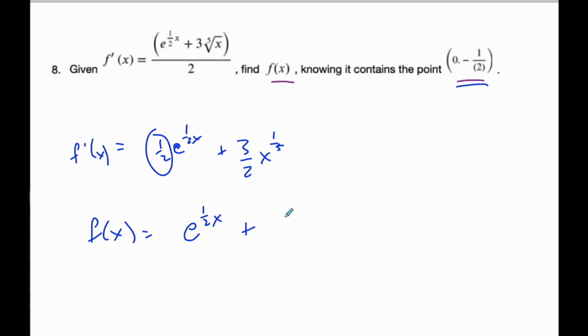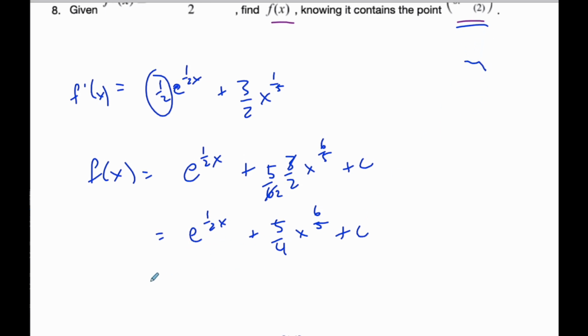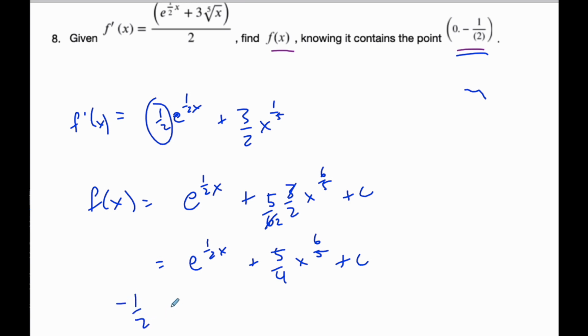So either way you think about it works. And then for my 3/2, this is not e, this is a power function, or a polynomial, so I'm going to add 1 to the exponent, which gives me 6/5. I have to deal with my coefficient, so I multiply by the reciprocal, plus c. And so my function is e to the 1/2 x plus, well, this cancels to make it 2, 5/4 x to the 6/5 plus c. But I know it goes through this point here, so when I plug in 0, I get -1/2.